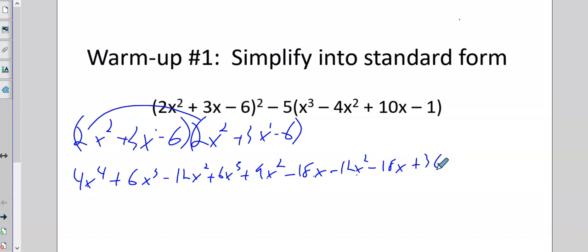I'm going to clean it up first, and I'm going to distribute this negative through there. So 4x to the fourth. 6x cubed plus 6x cubed is going to be 12x cubed. And this also helps me make sure I get everything. Negative 12x squared, negative 12x squared, and 9x squared. So negative 12 and negative 12 is negative 24, plus 9 is going to be negative 15x squared.